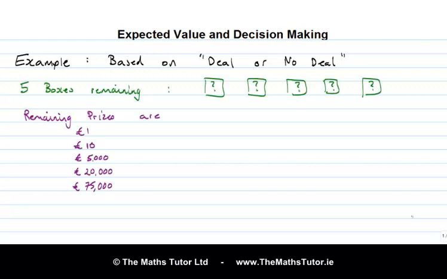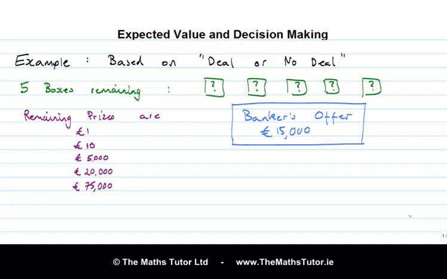So let's say that we're playing this game and we've got to the following situation. There are 5 boxes remaining, and you don't know what's inside each of the boxes, but you know that the remaining prizes are the ones listed here. So €1, €10, €5,000, €20,000 and €75,000. Now the banker gives you an offer, and let's say that the banker's offer is €15,000.